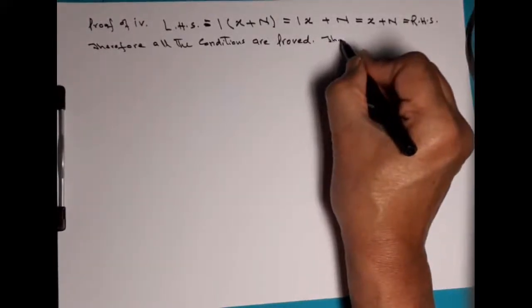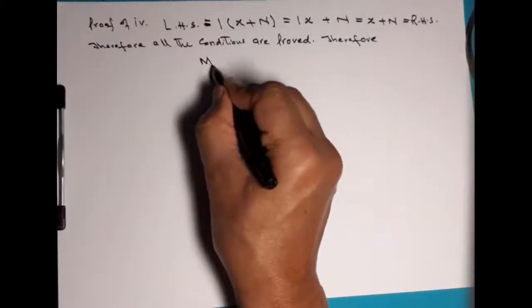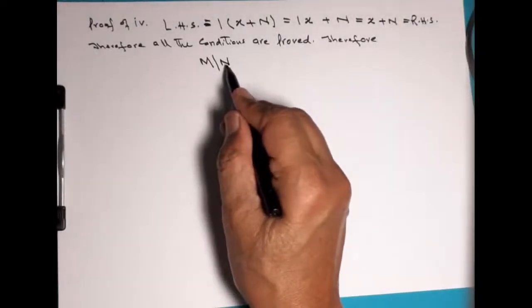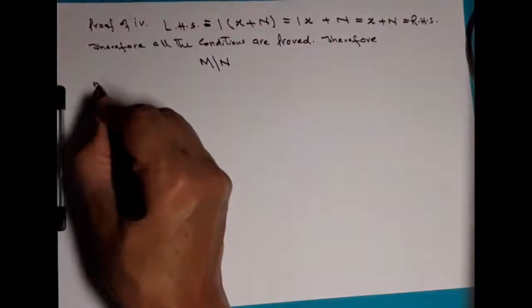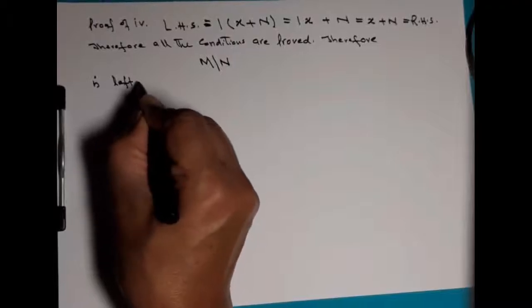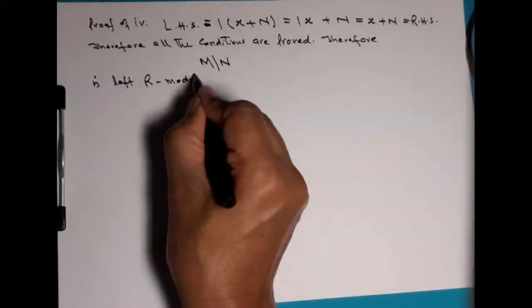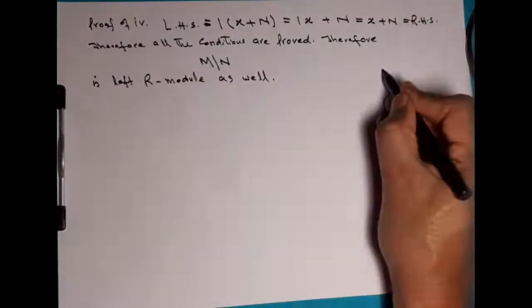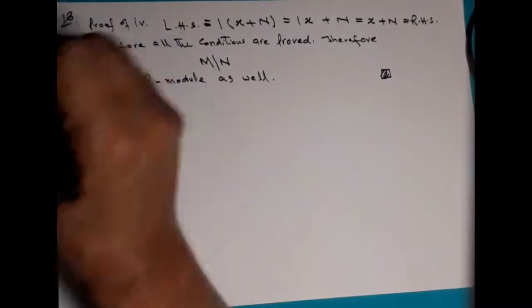Therefore, M factor N, which is in fact a quotient group, N being a subgroup of M, is a module as well. Therefore, this is a left R module as well. So this completes the proof. Thank you very much.